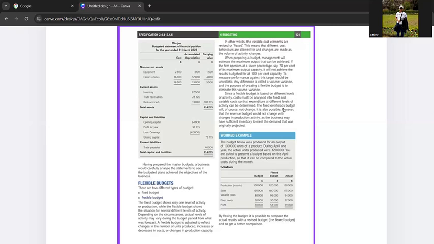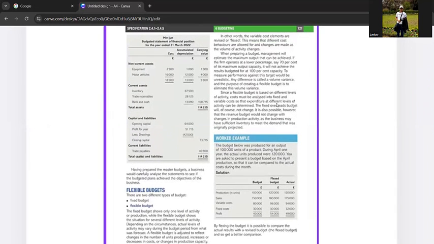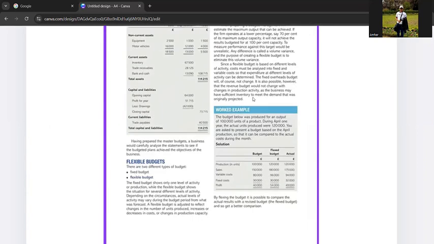And also the fixed overhead budget will of course not change. Anyhow, fixed overhead budget will not change. However, revenue budgets would change with the production activity when the production activity level changes. So when we are preparing the flexible budget, a business will be able to change and adjust these values, and they will be able to measure the performance. And by flexing the budget, it is possible to compare the actual results with the revised budget. Revised budget is the flexed budget.